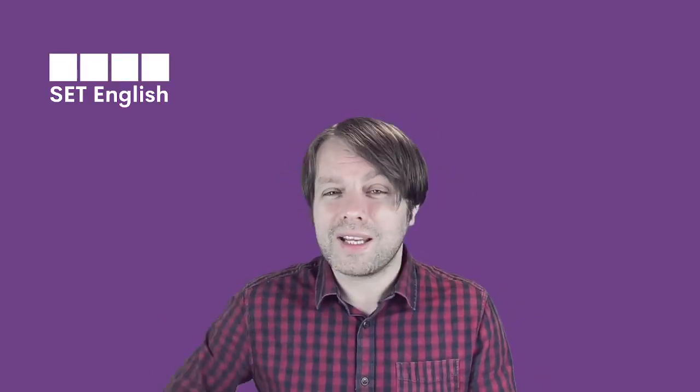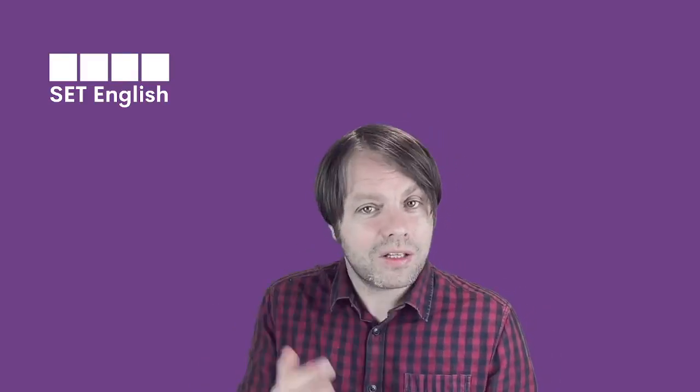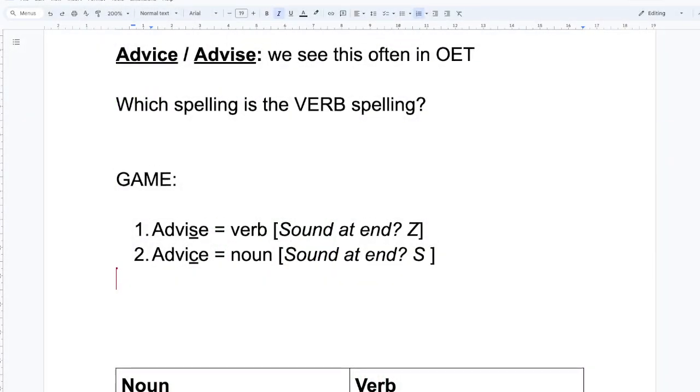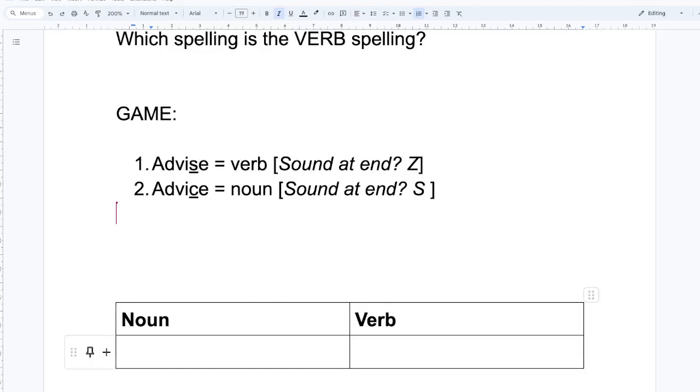So you might say, I advised him. That's the verb. Or you might say, I need some advice. Can you hear the difference? I need some advice. Can you advise him? There is a difference. So this is the first thing: we have a verb and a noun, and the pronunciation is different. The noun has the S pronunciation, and the verb has the Z pronunciation. So far, hopefully it should be very clear and easy.